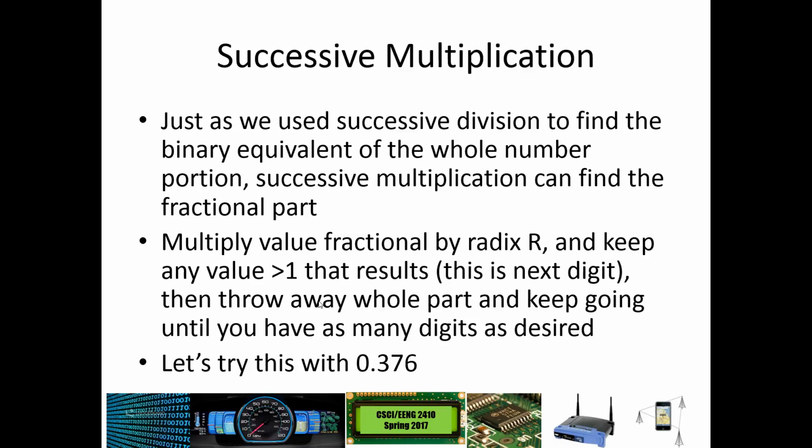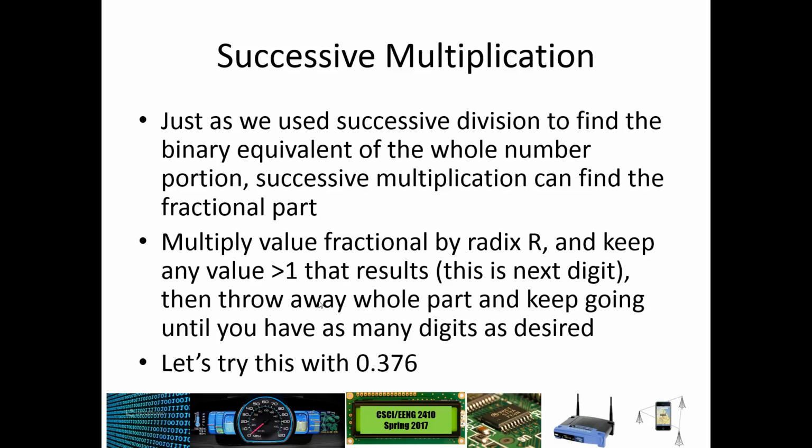Just as we did successive division to figure out binary values for whole numbers, we can do successive multiplication to figure out the fractional portion. So in this case, you can continue to multiply values by the radix. In this case, that's going to be 2, and then keep any value that ends up being greater than 1. So if you have a 1, that means you're going to put a 1 down in that place. That's the next digit. And then you're going to throw away that whole part and just keep going until you have as many digits as you desire.